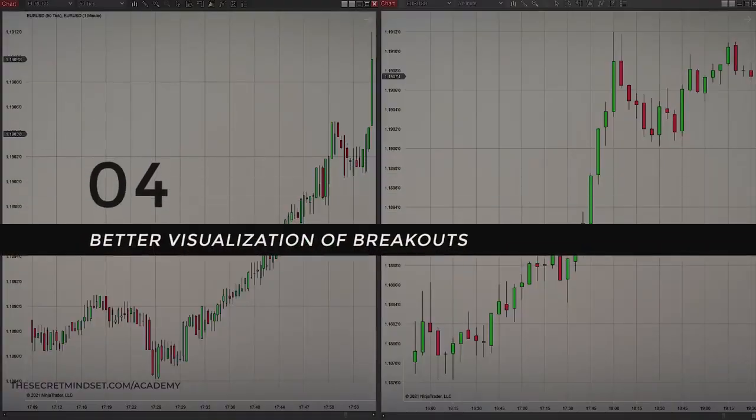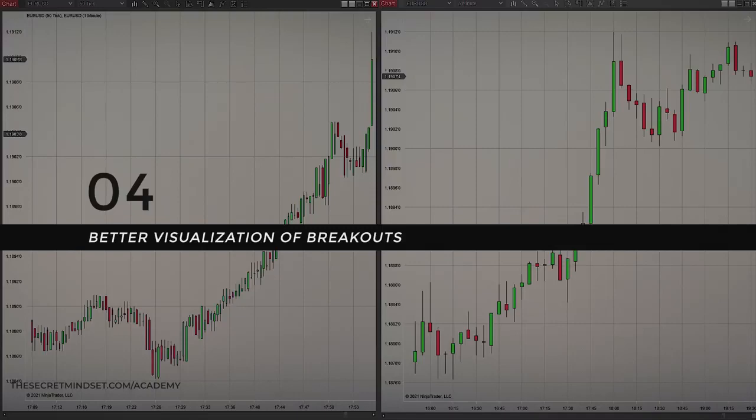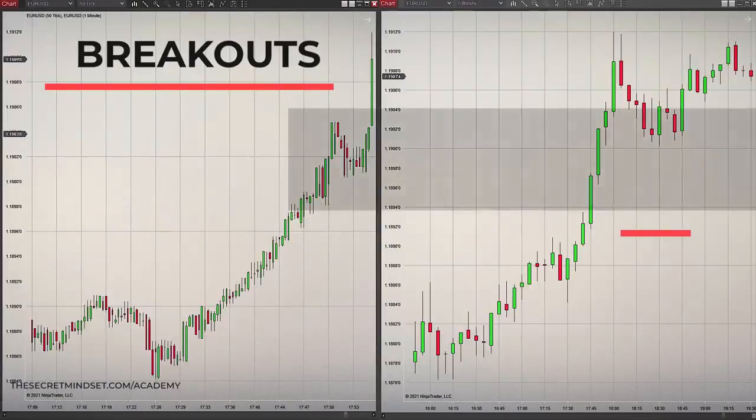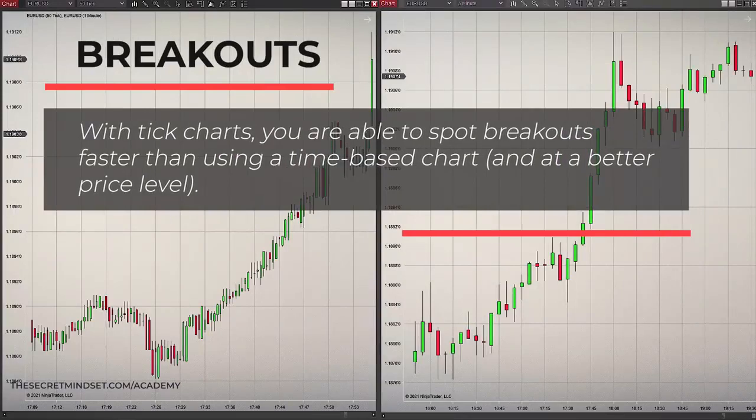Number 4. Better visualization of breakouts. With tick charts, traders are able to spot breakouts faster than using a time-based chart. By using tick charts, traders can open a position faster and in most cases at a better price level.